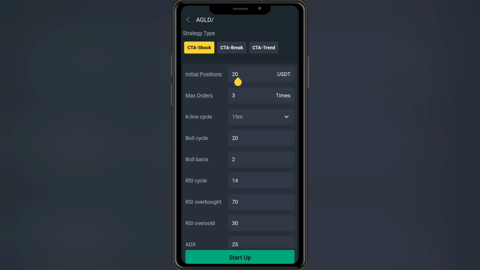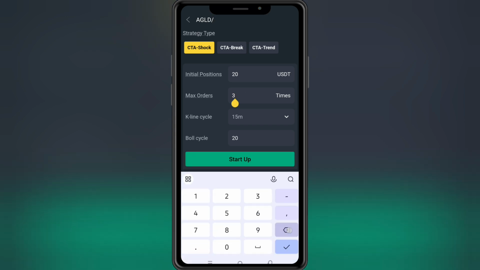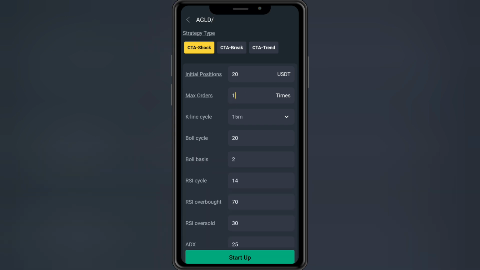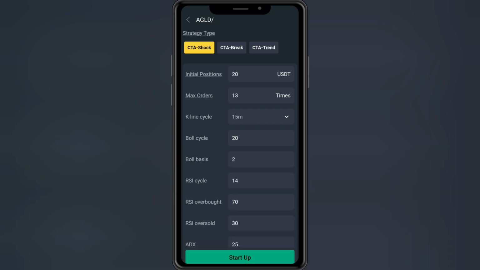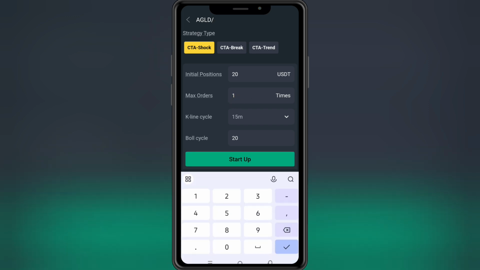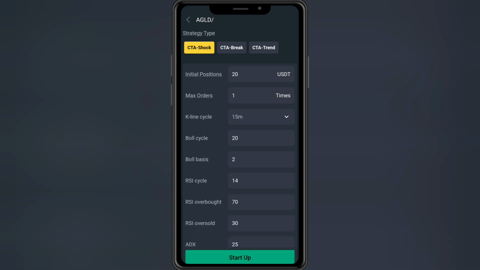Then another thing you're going to change is the orders. So you're going to tap here, then you reduce or you increase the way you want according to your capital. Now for example, me, I don't have much capital, so I'm going to put it at one so that it buys only the first buy and it doesn't buy again.